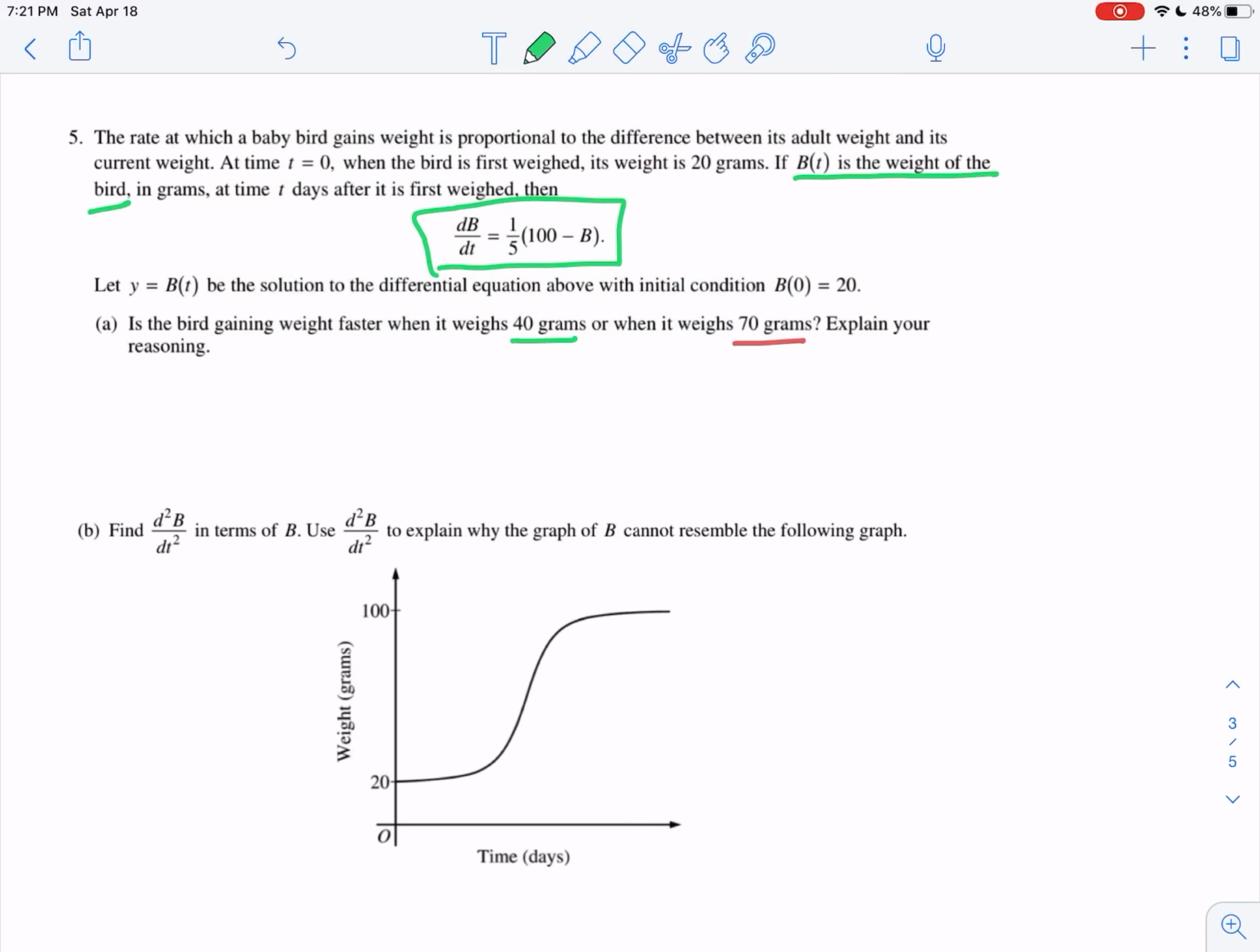Okay, so when B is 40, dB/dt is 1/5 times 100 minus 40.